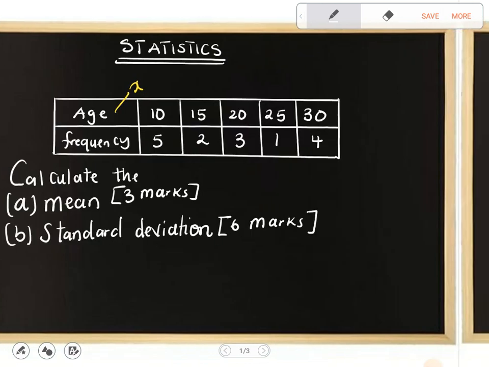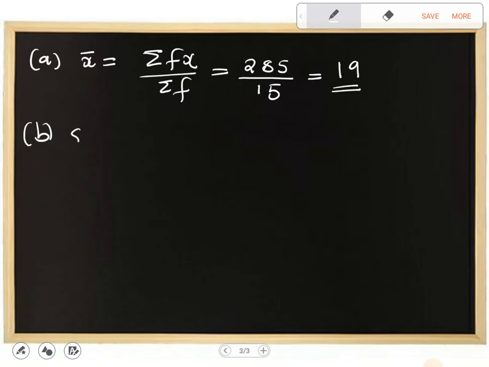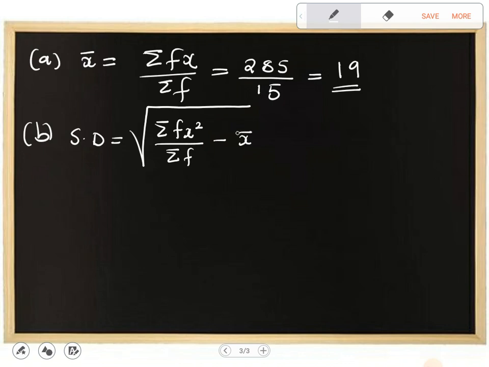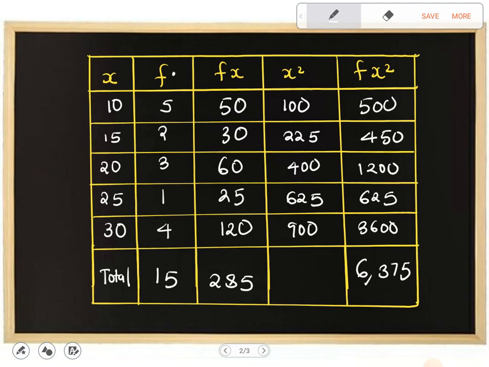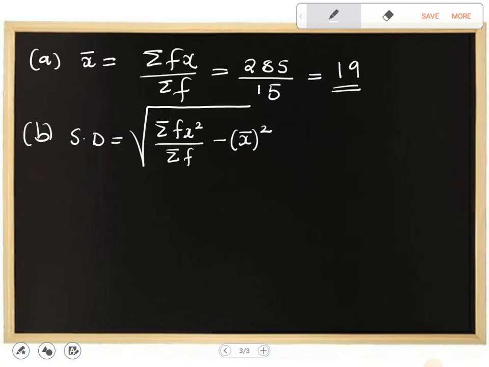Standard deviation. So the standard deviation, the one we call SD, is just equal to the square root of the sum of fx squared over sum of f, minus the mean squared. Because we've used this table, that's why I'm using this formula. This formula is there in the paper too. If you want, you can check on the formula list. You are going to find it.